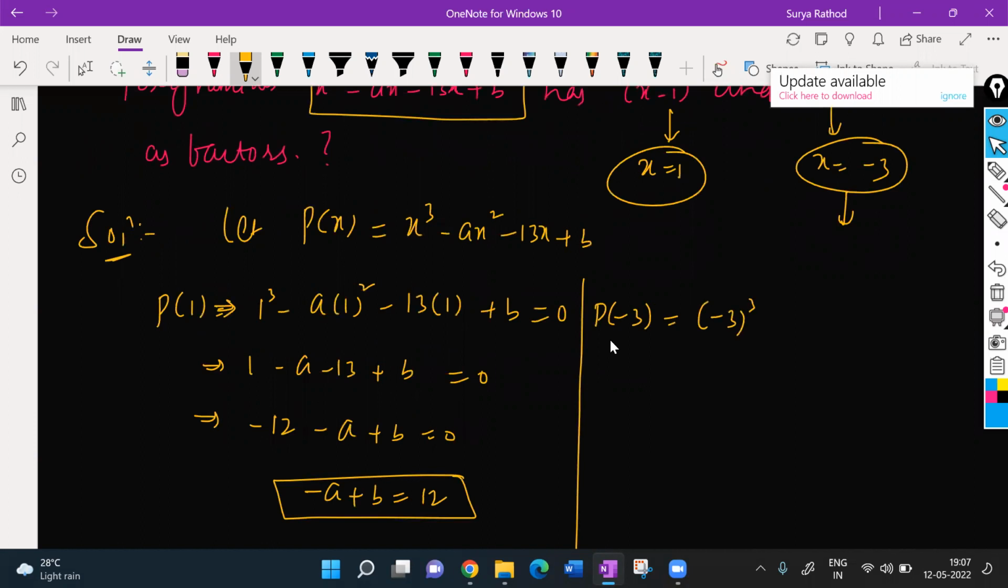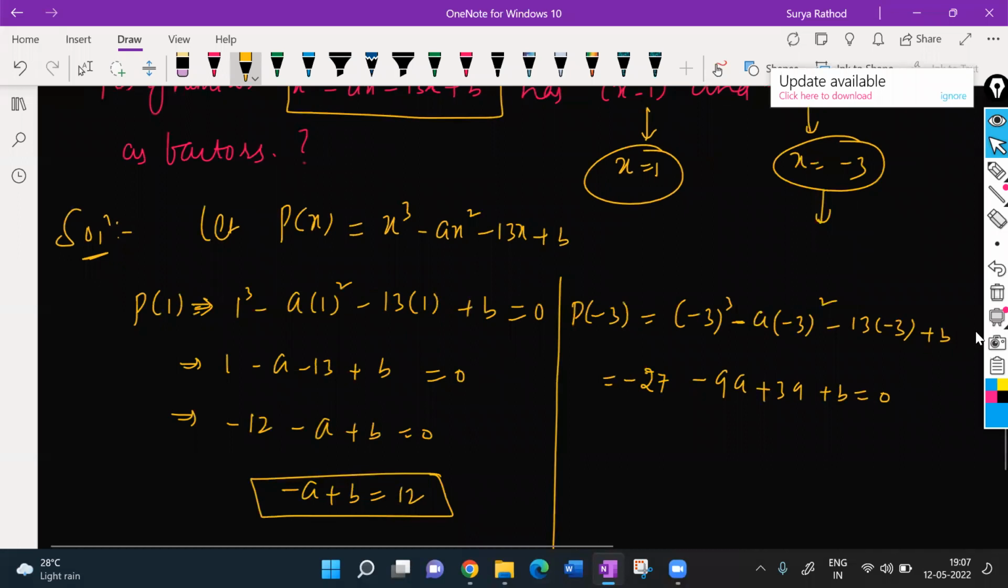Minus 3 whole cube minus a into minus 3 whole square minus 13 into minus 3 plus b. Okay. So minus 3 whole cube is what, beta? Minus 27. Am I correct? So here minus 9a, since minus 3 whole square is 9. Then plus 39 plus b. In fact here you have to write equal to 0. Don't forget to write that.